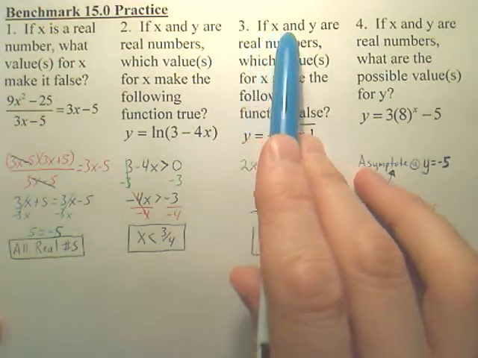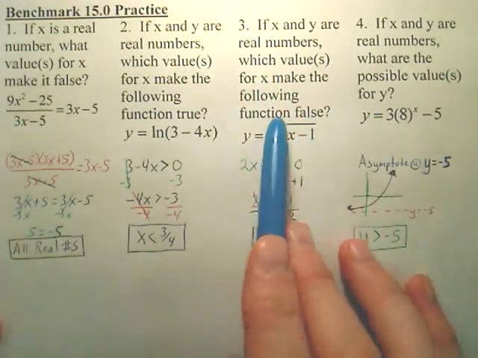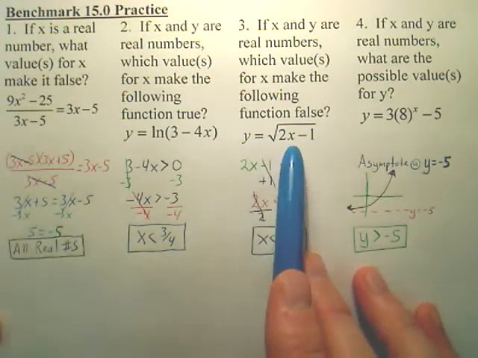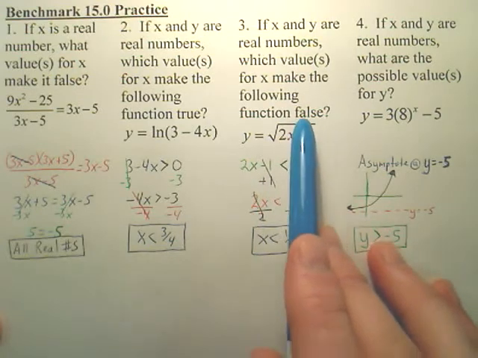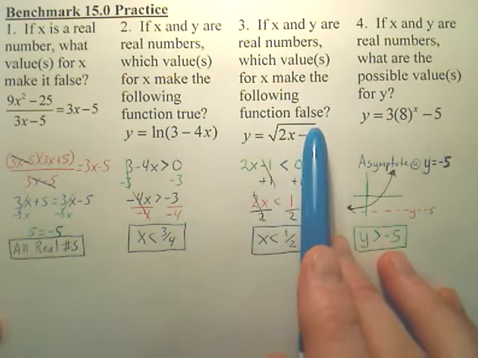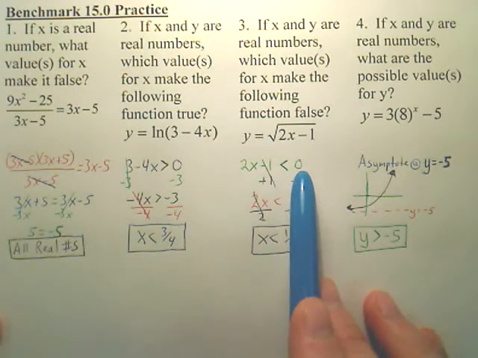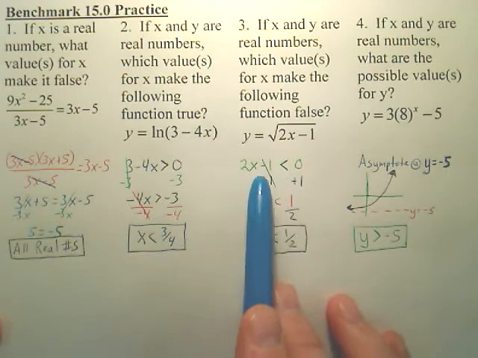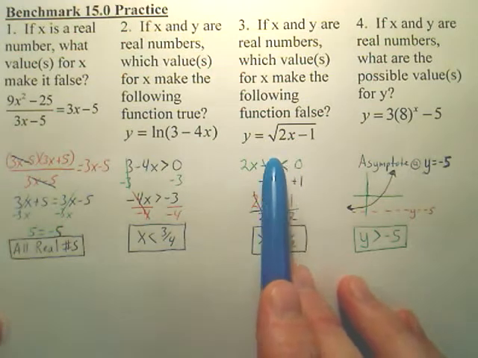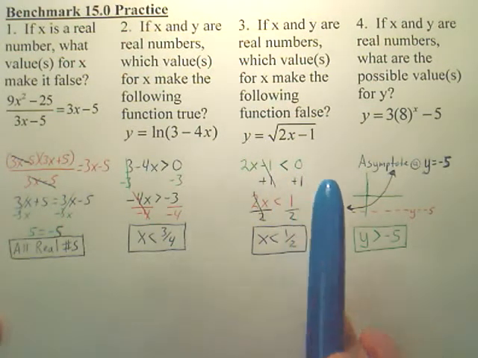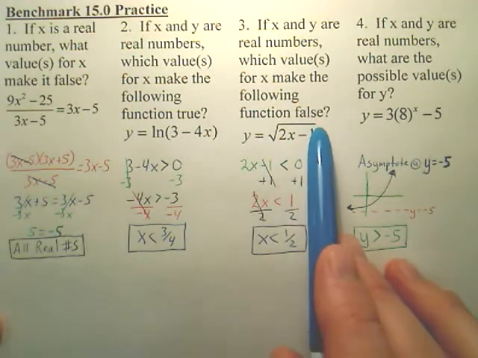Next one. If x and y are real numbers again, which value or values of x make it false? So for a function like this, for a radical, you are not allowed to have negatives in the square root. So we're looking for false, we're looking at what we can't do. So the 2x minus 1, what can it not equal? It cannot equal a negative. And the way we make negative is less than 0. So what is false are any values that would be less than 0, because we cannot plug negatives in.